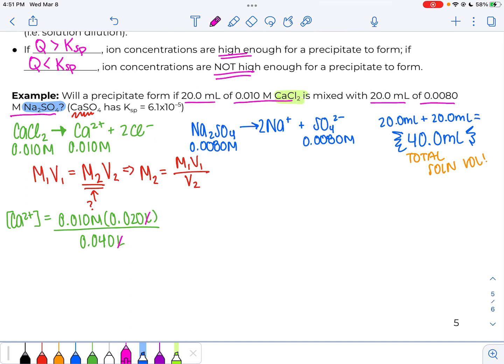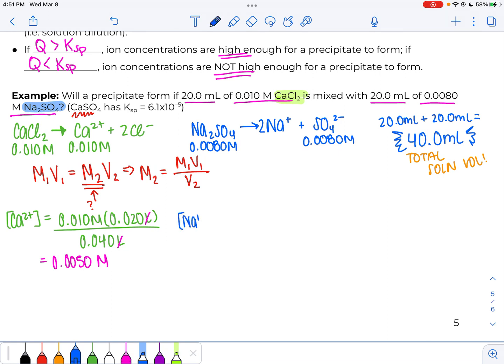Units cancel, liters and liters, and I'm left over with my molarity. When I plug this into my calculator, I end up with my concentration of calcium ions in my new solution being 0.0050 molar. Great.